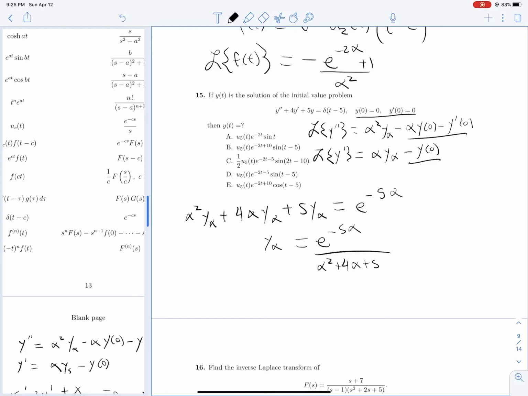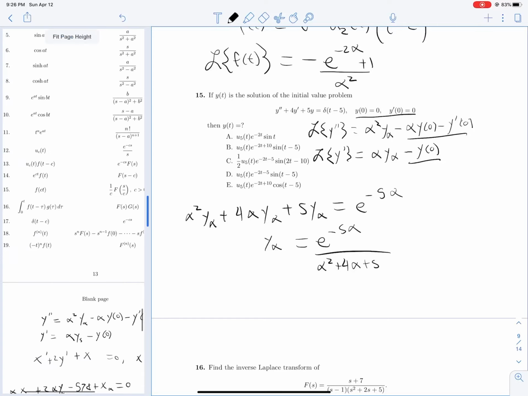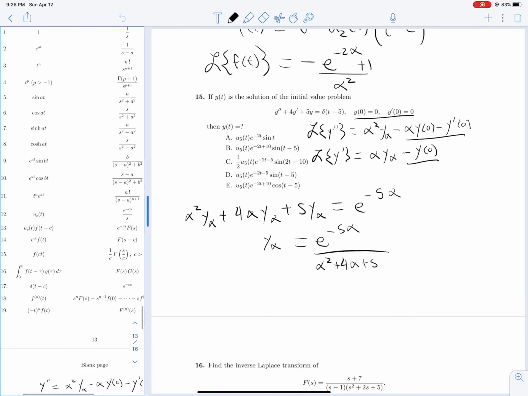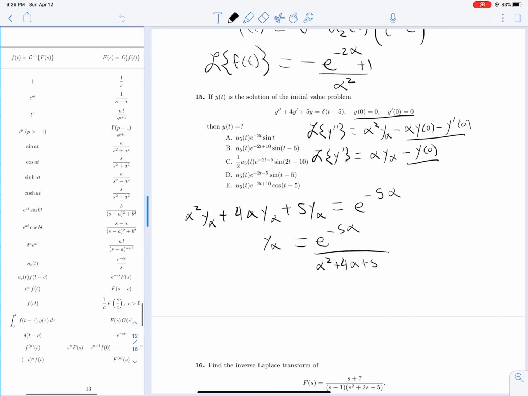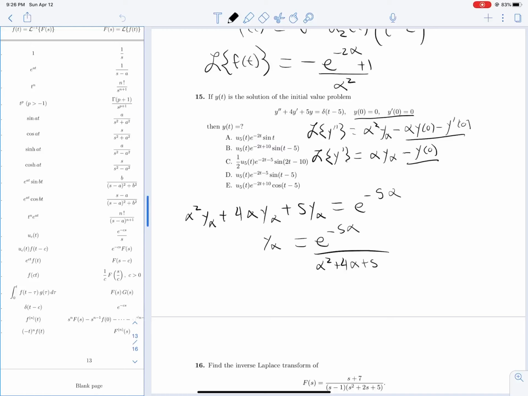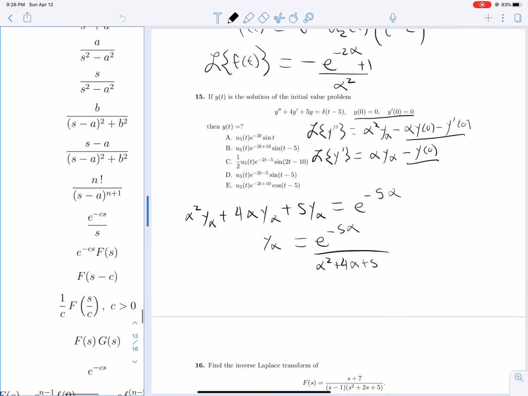And let's see what we can do now. Given that all of our answers are only one term, there should be some relatively easy trick that we can play to work this one out. We see that a lot of them involve uc of t and sine of t minus c. So let's take a look and see if we can find that in here. uc of t and t minus c. Yeah, here we go.